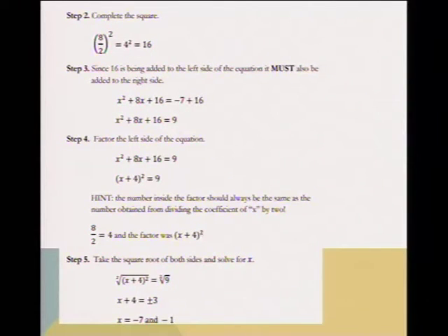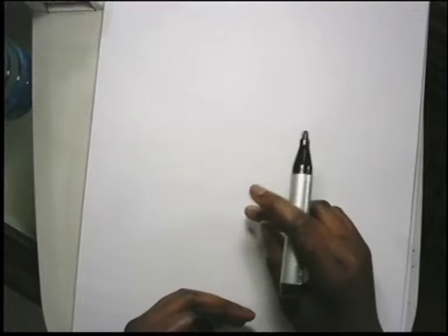Now the left hand side is a quadratic expression that you can factorize. If you factorize that, you will end up with (x plus 4) to the power of 2, and that is equal to 9. Now, how did we get this (x plus 4) to the power of 2? This is what I explained in the other videos that I did earlier.